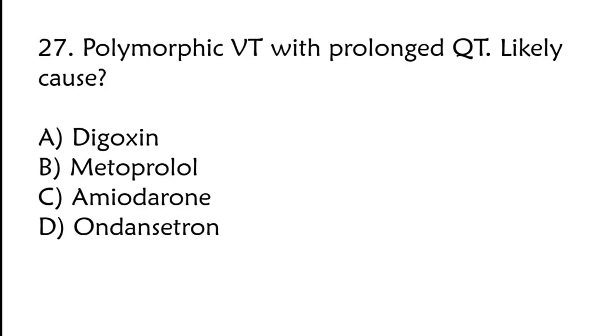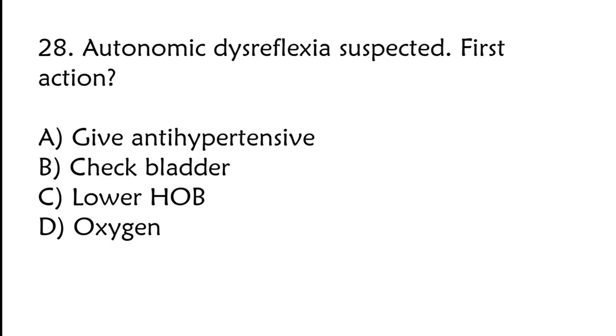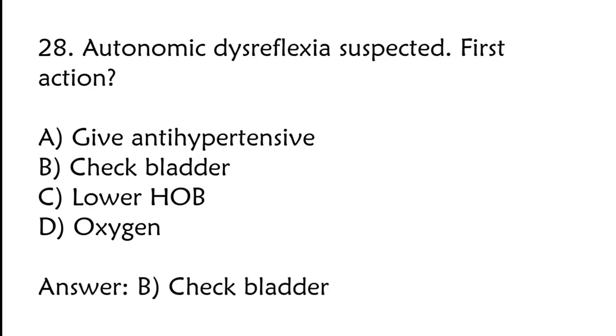Polymorphic VT with prolonged QT, likely cause? Correct answer is D. Ondansetron. Autonomic dysreflexia suspected. First action? Correct answer is B. Check bladder.